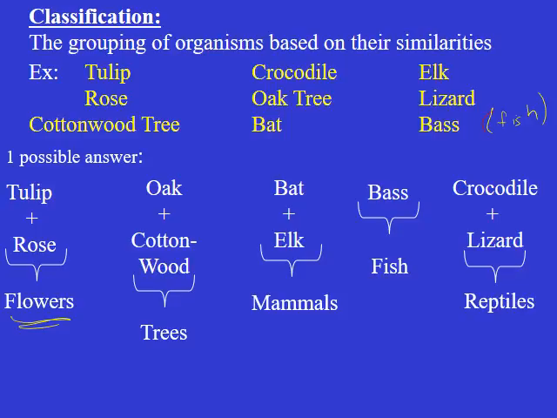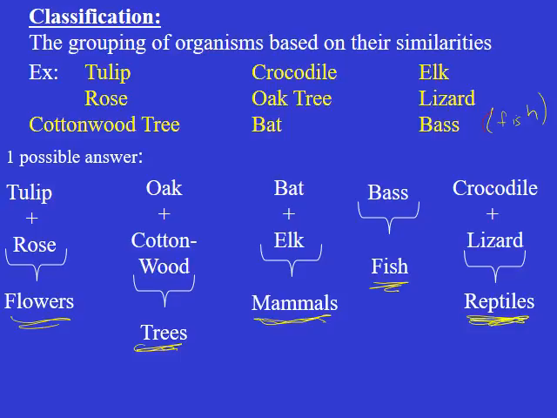And the oak and the cottonwood are both plants as well, but they are trees. The bat and the elk, they're animals, just like the bass, the crocodile, and the lizard, but these are specifically mammals. They have fur, produce milk, and give birth to live young. The bass is the only animal that is a fish, but it's still an animal. And then you have crocodile and lizards, which are members of the reptile category.